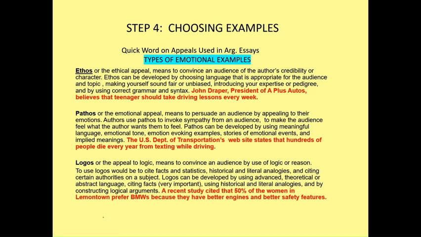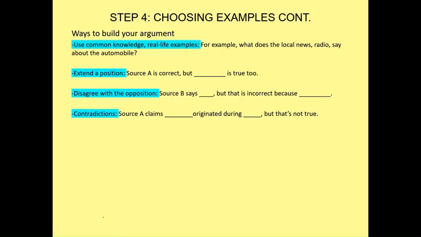Okay. So ways to build your argument. Of course, use common knowledge, real life examples from local news, radio, about the automobile for our practice topic. You can always extend a position. So when you read a source and it says something, you can say source A is correct because blank is true too. Whenever you find your source and you find something that you think is a really good idea, all you have to do is extend that idea. There's nothing wrong with that.